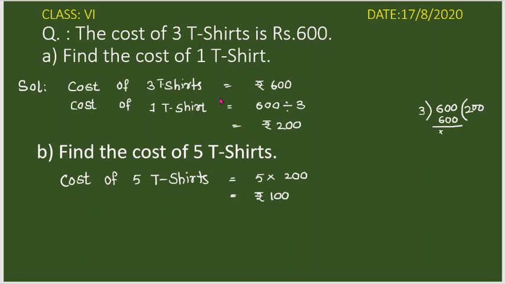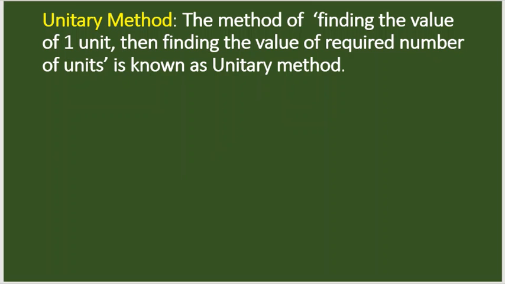Just you observe the question and solution once again, children. It is asked to find the cost of one t-shirt when the cost of 3 t-shirts is given. And we also found the cost of 5 t-shirts when the cost of 3 t-shirts is given. So first we have found the value of one quantity. From that we have found the value of required number of quantities. So this method is known as unitary method. So you can write unitary method as the method of finding the value of one unit, then finding the value of required number of units is known as unitary method.